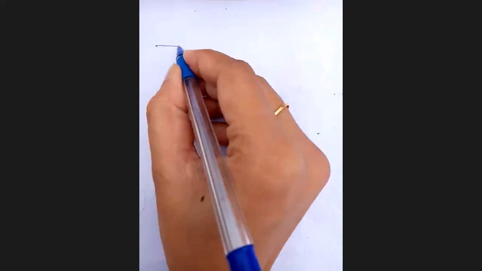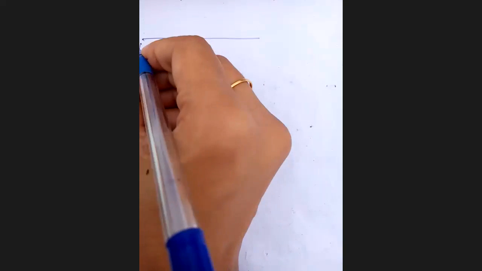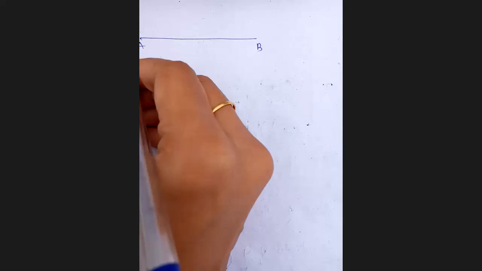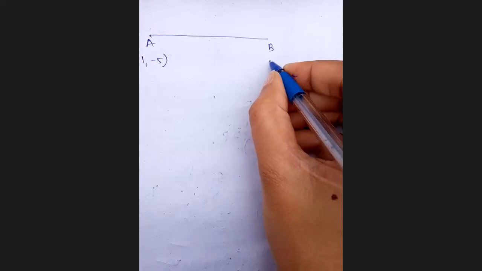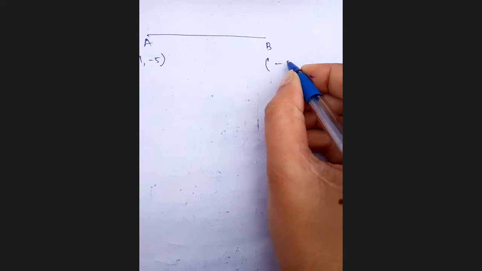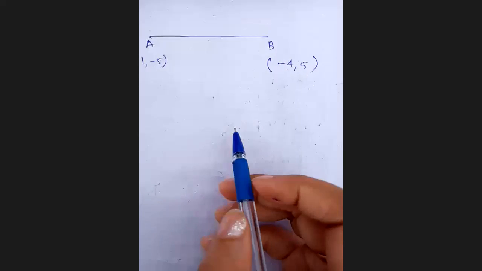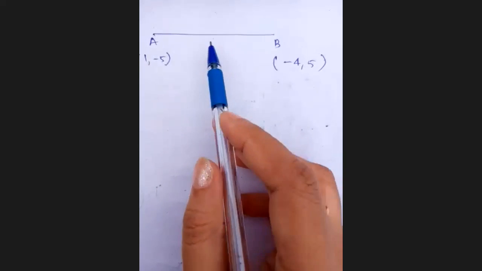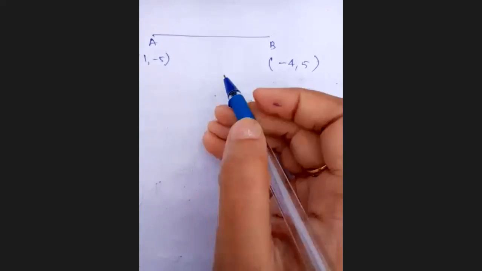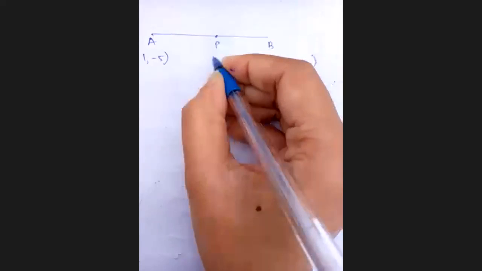Find the ratio in which the line segment joining A and B is divided by the x-axis. This is the line segment AB whose coordinates are given: A is 1, -5 and B is -4, 5. So find the ratio in which the line segment AB is divided by the x-axis. So we can take any point which is divided by the x-axis.